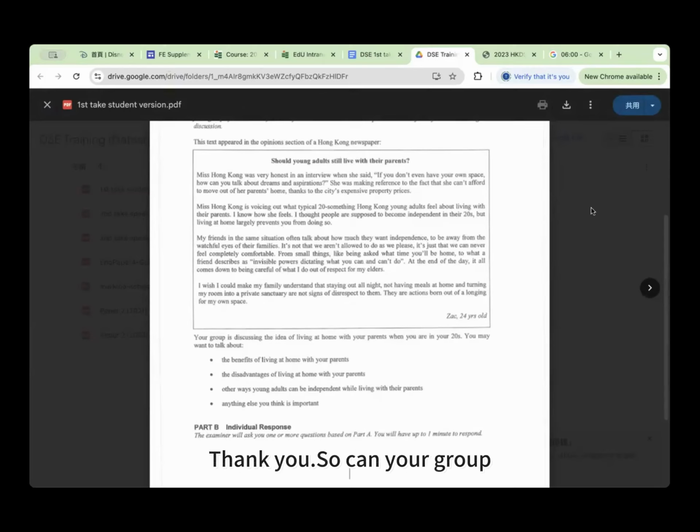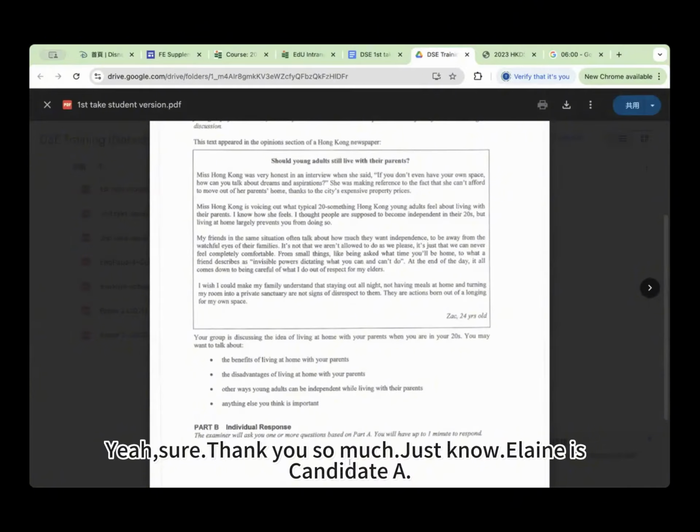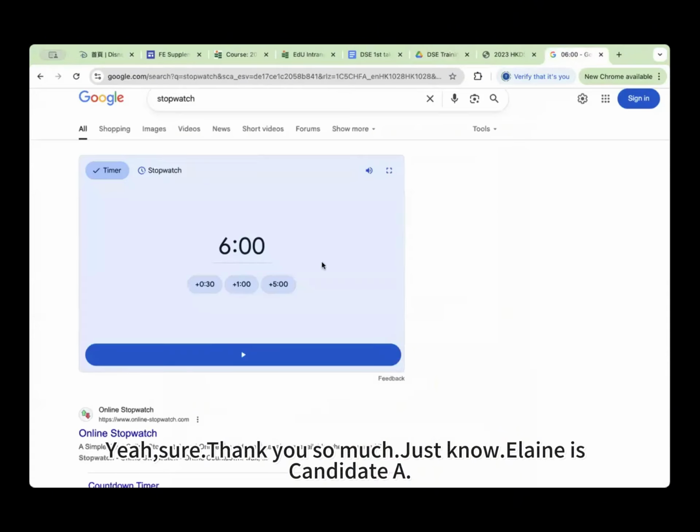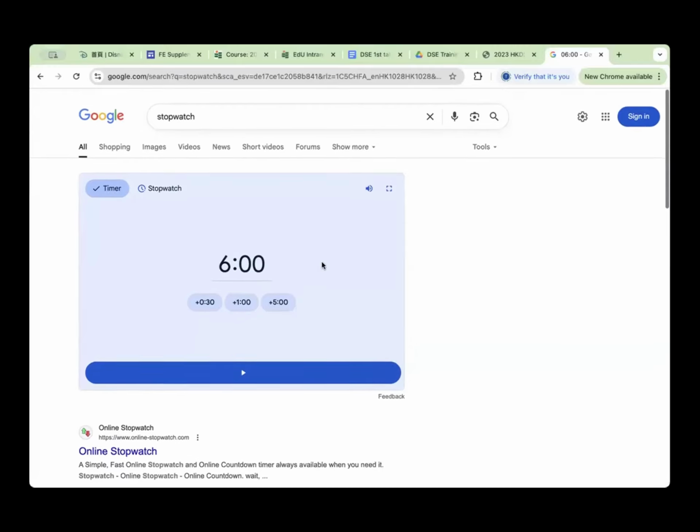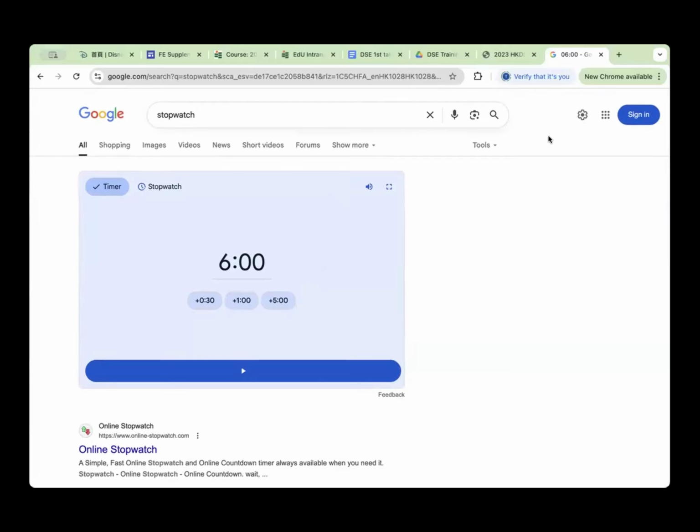Thank you. So can your group do a little performance for us? Yeah, sure. Thank you so much. Just now, Elaine is candidate A, Hui is candidate B, and I am candidate C.